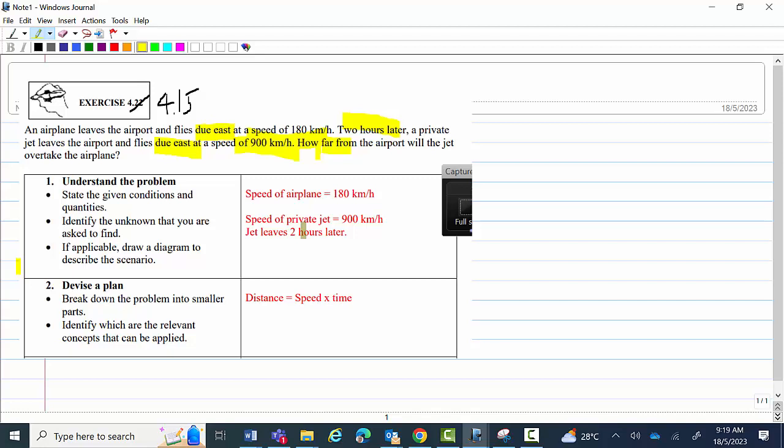In order to find this, you have to connect the speed, distance, and time. You need to find out how much time the airplane has flown, and then calculate the distance, because based on the speed you can find the distance. The formula connecting distance, speed and time is distance equals speed times time. For example, if the speed is 5 km per hour and the time is 1 hour, then the distance is 5 km.